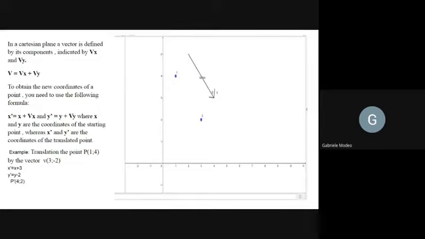This is a translation of the point P(1, 4) by the vector (3, -2). We have to use the formula: x' is x plus 3 and y' is y minus 2. So for x' we have 1 plus 3, and for y' we have 4 minus 2. The point P' is (4, 2).